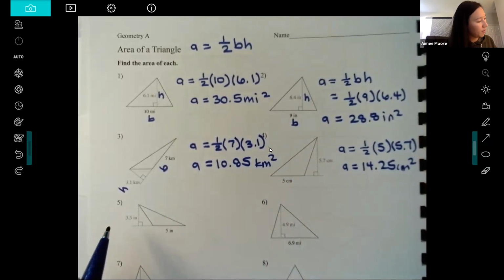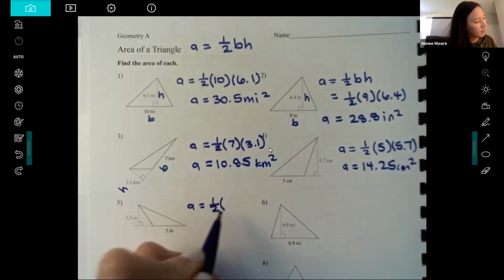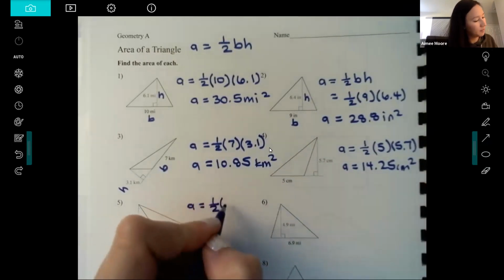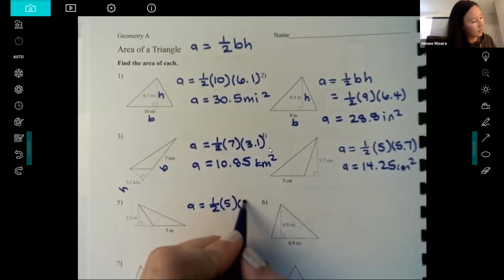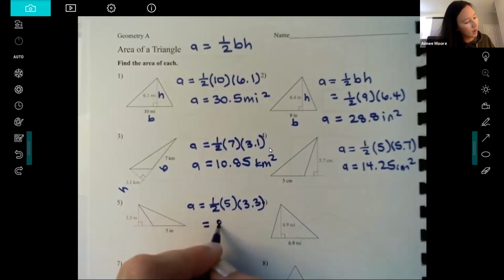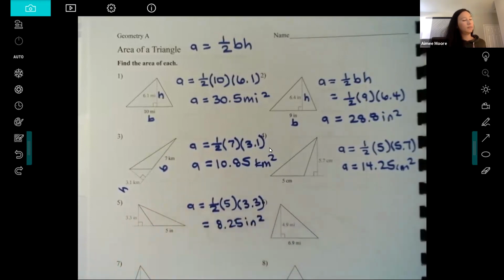Number 5, 1/2 our base. What's the base, Jade? 5. Good. And what's the height? 3.3. Perfect. 1/2 of 5 again is 2.5 times 3.3. So the area is 8.25 square inches.